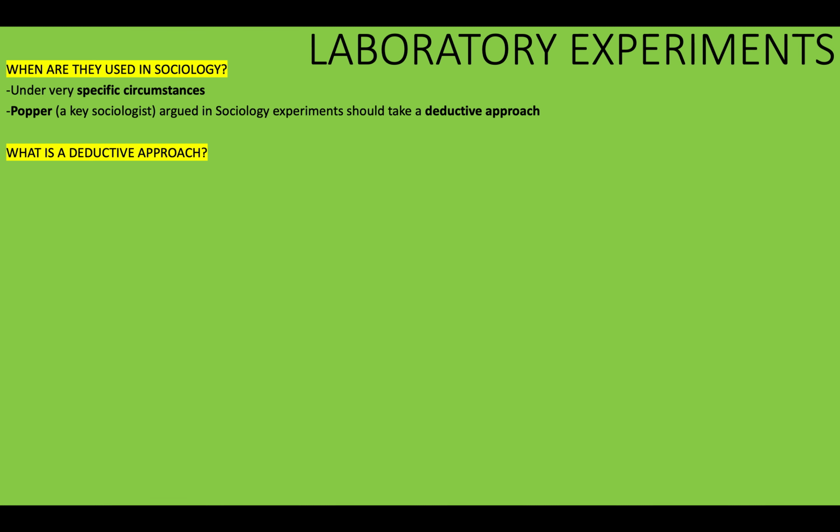Now let's look at what a deductive approach is. As a sociologist, I might have a theory or a belief, a particular theory about something. I can then test that theory out in an experiment.